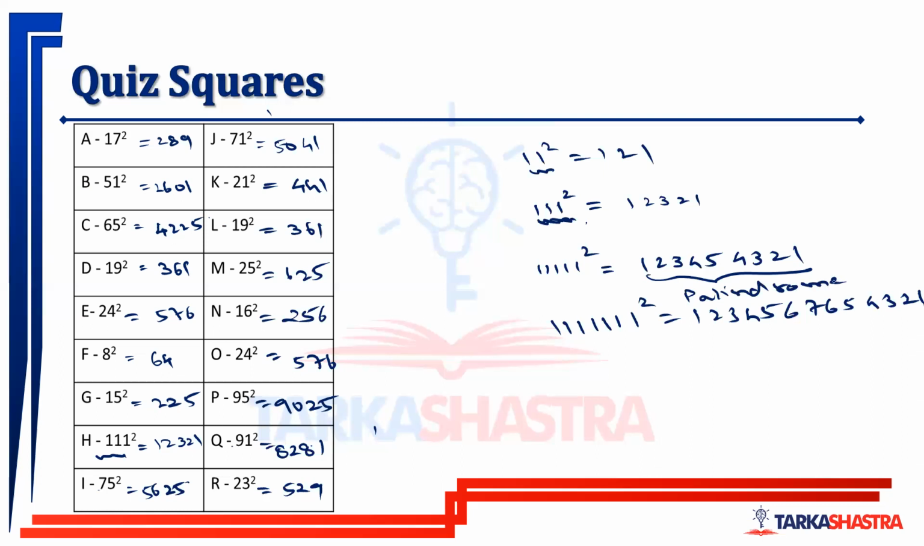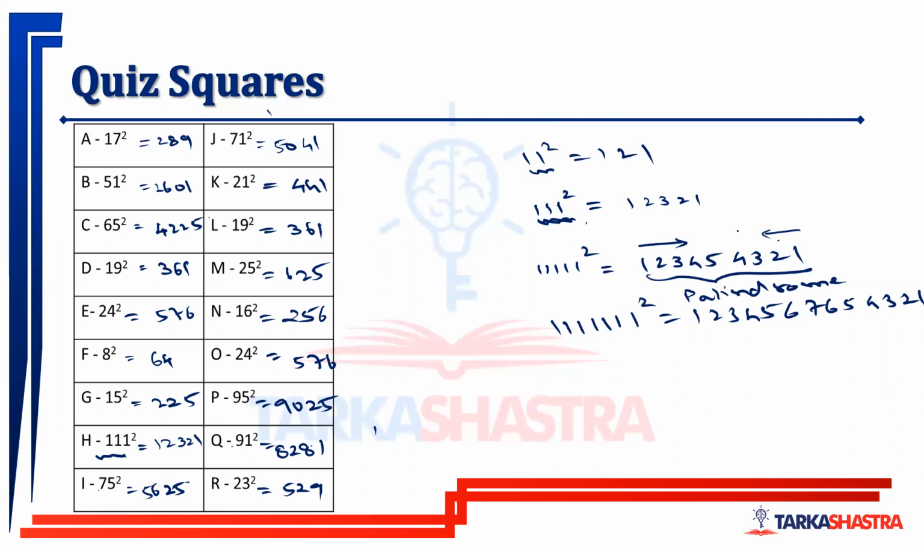What is a palindrome? A number which can be read from the start and from the end, and it has the same value. Matlab, 1, 2, 3, 4, 5, 3, 2, 1 and 1, 2, 3, 4, 5, 3, 2, 1. If you read it from right or from left, in both cases it is going to give you the same number.